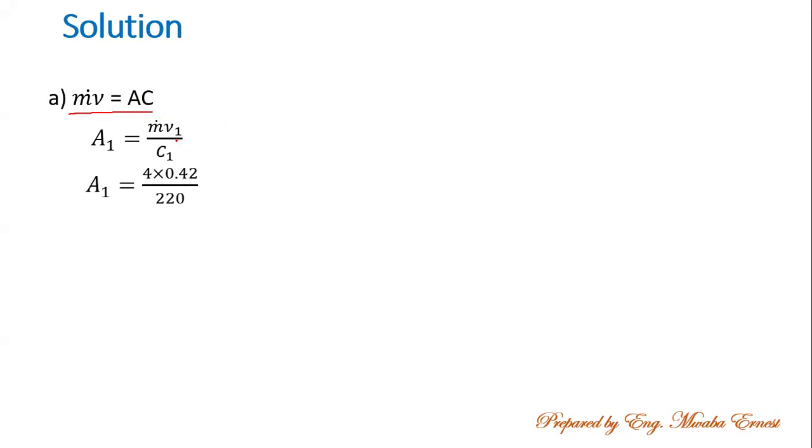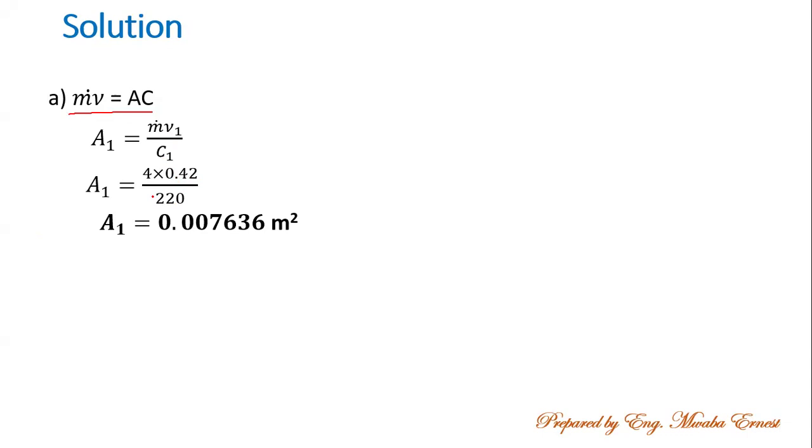We're given the mass flow rate as 4 kg per second. The specific volume at section 1 was 0.42. Velocity number 1 at entry was 120 meters per second. So that's what we have. When you enter this in your calculator, it gives you the area as 0.007636.